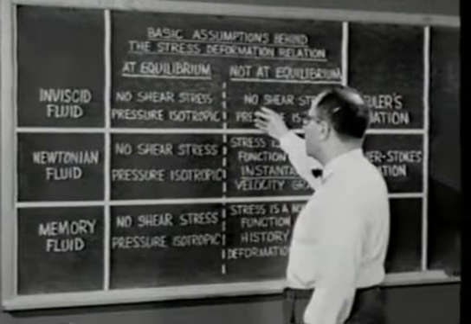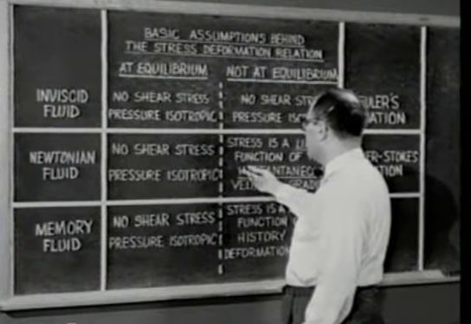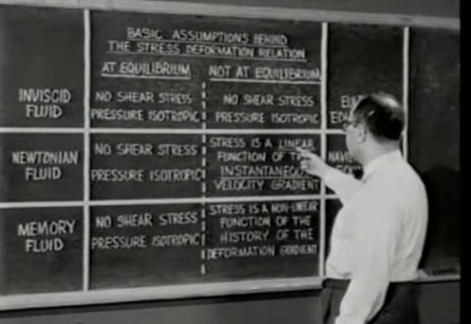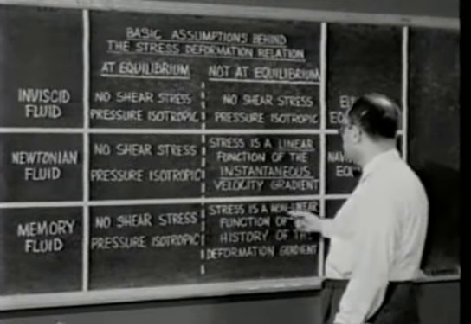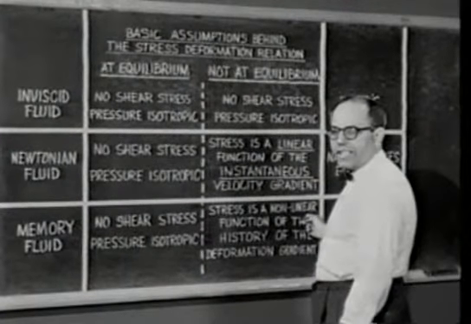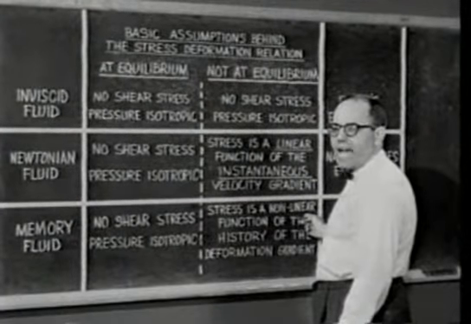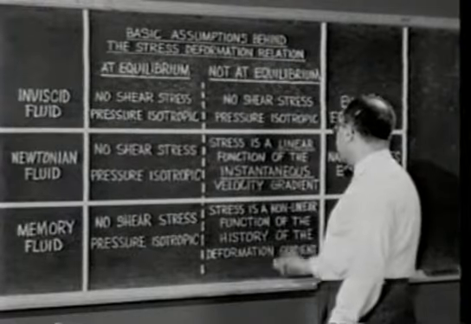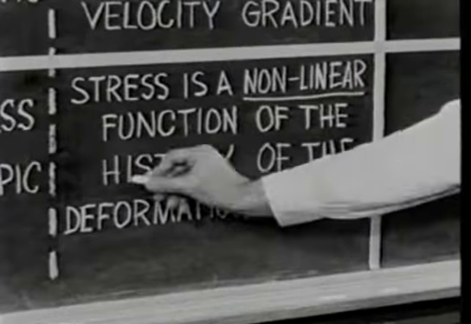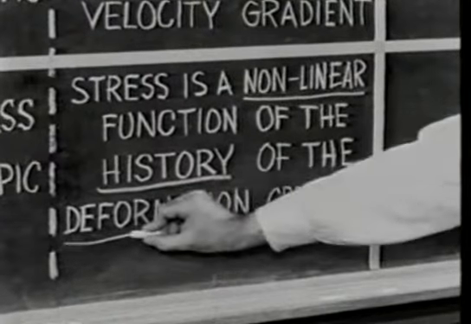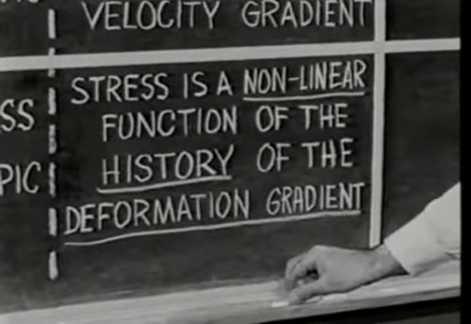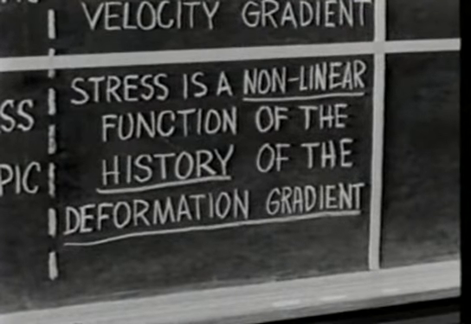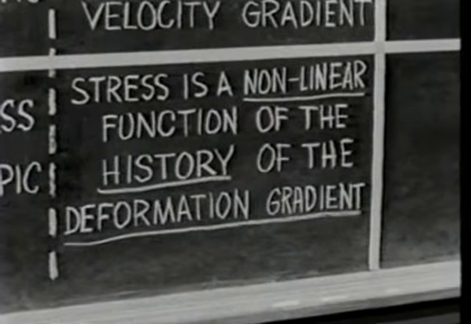In relative motion, however, in contrast to the Newtonian fluid, the history of the deformation is significant. Instead of a linear function, the memory fluid reveals nonlinearities. In fact, nonlinearity affects both the shear stresses and the normal stresses. So, for the memory fluid, the stress is a nonlinear function of the history of the deformation gradient. For this model too, flow problems are solved by expressing this assumption mathematically and using the momentum equations.